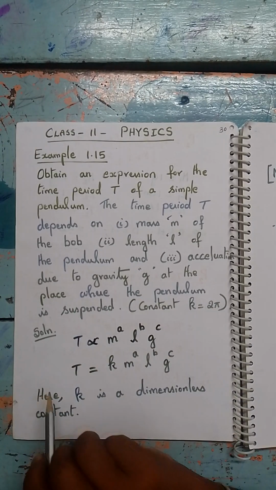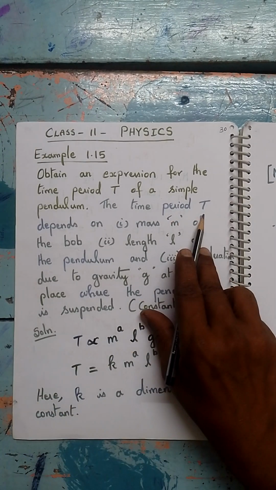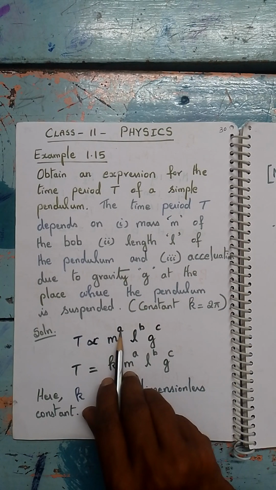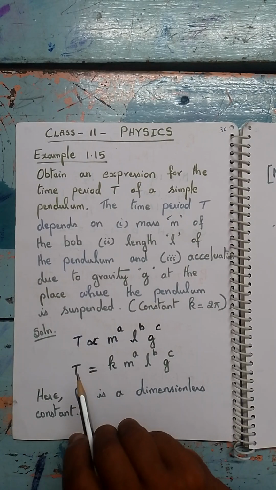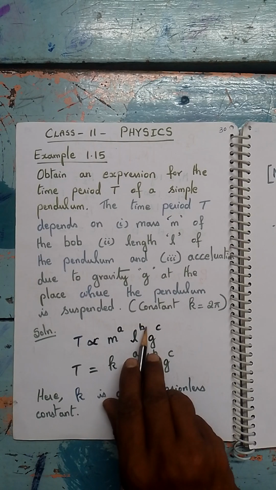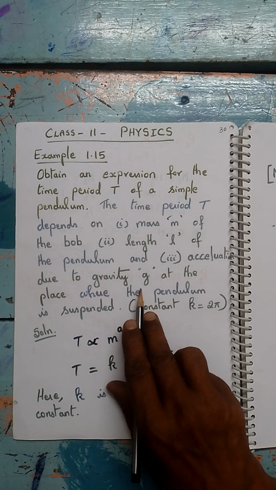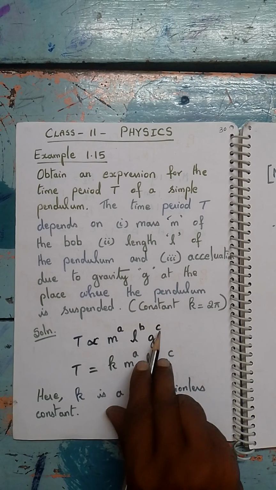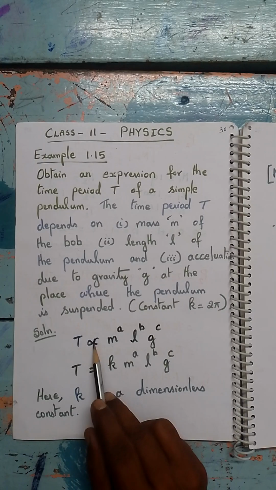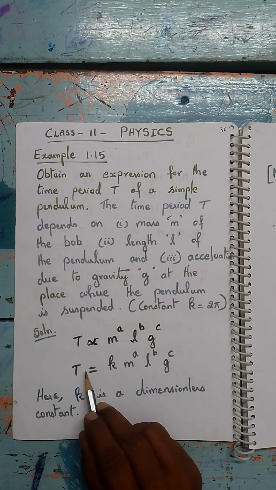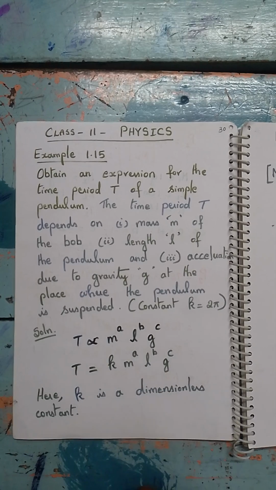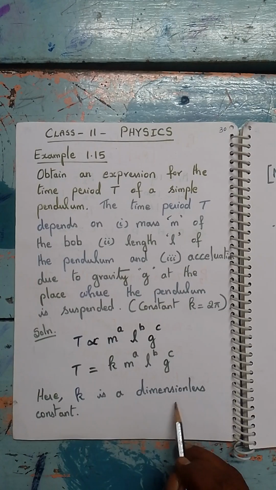So from the question, we know that the time period is directly proportional to mass power a. We don't know the a, we have to find it out. Length L of the pendulum, so L power b, this also we have to find out. And finally, acceleration due to gravity, that is g power c. To remove the proportionality, we introduce k by equating T equal to k times m power a, L power b, g power c. Here k is a dimensionless constant.